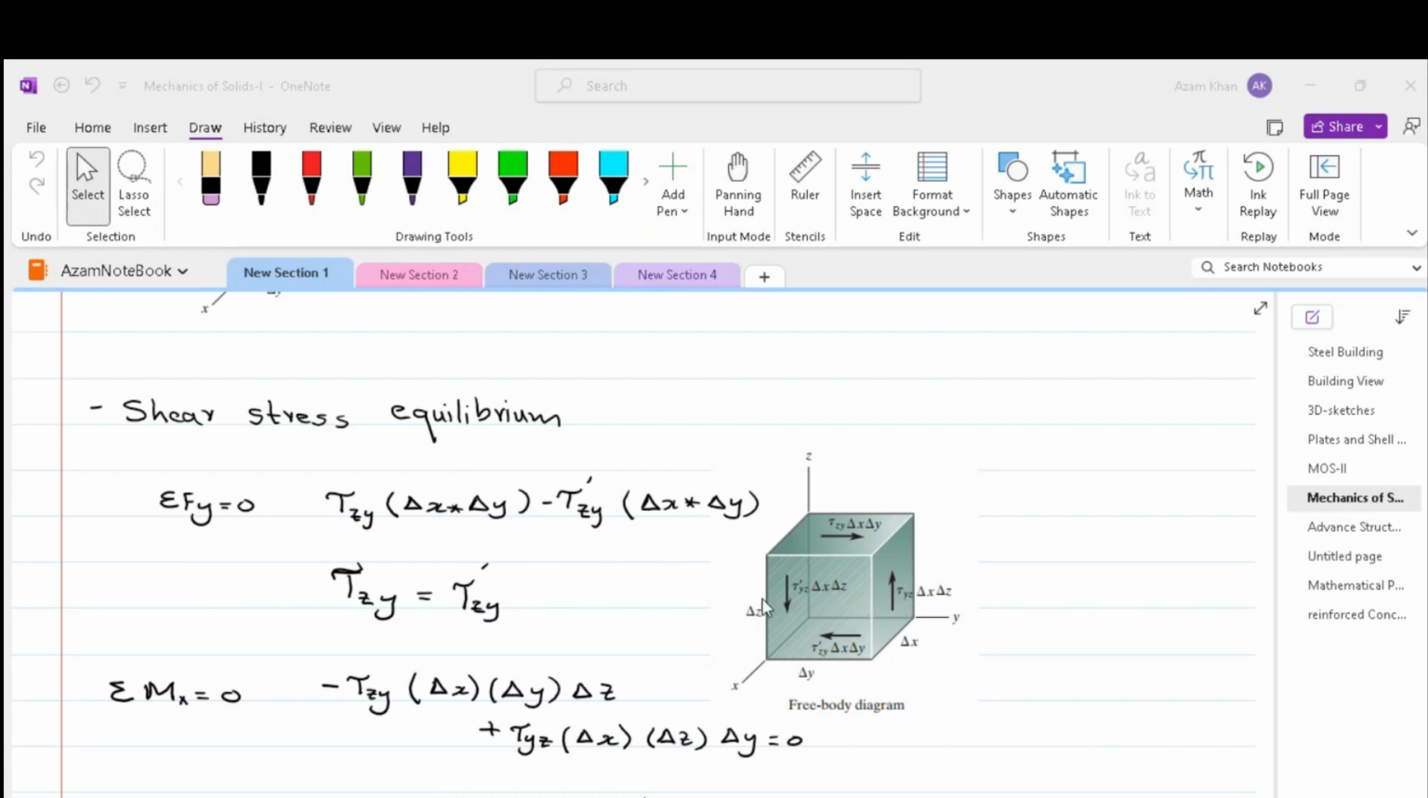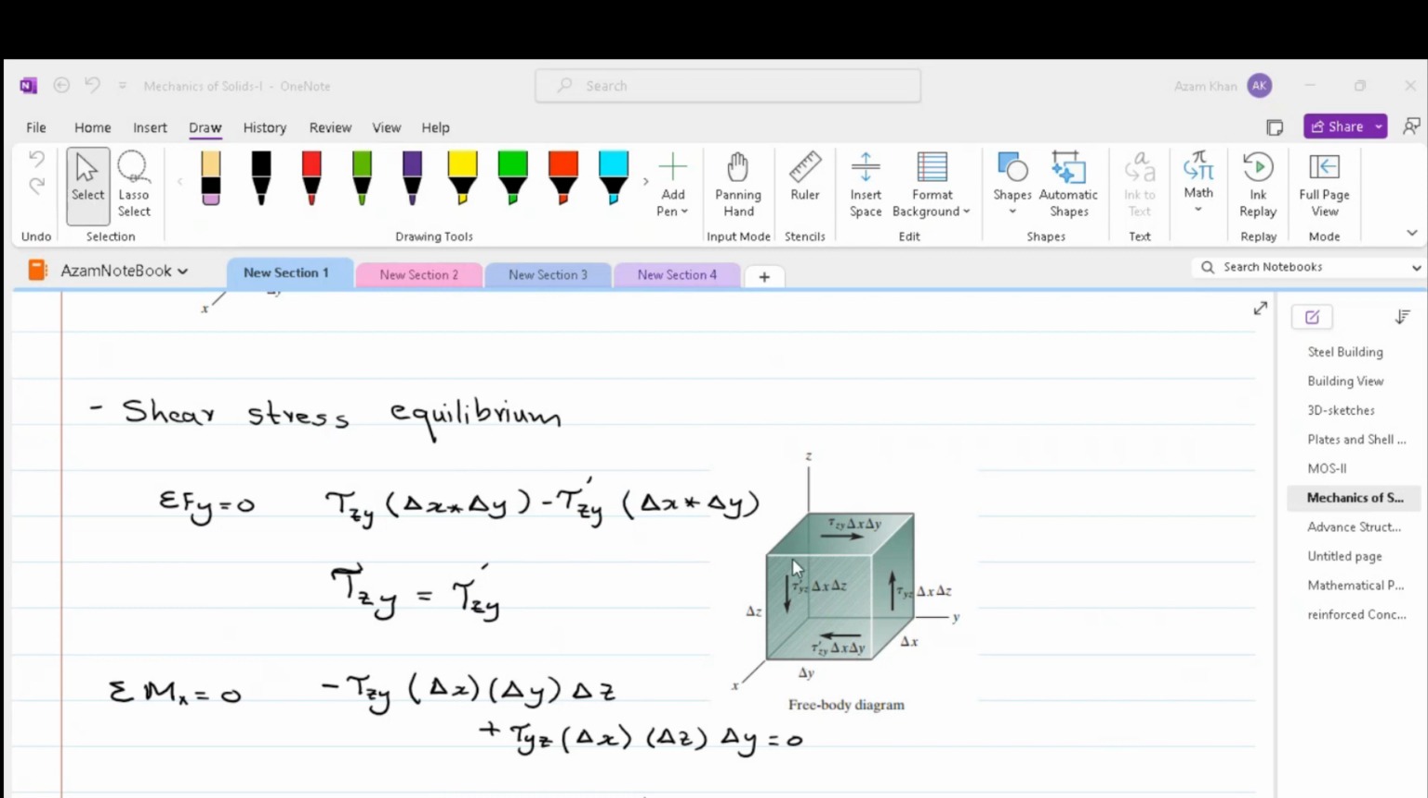Please note that a couple is normally produced by forces, not shear stresses. So these shear stresses have to be converted into forces and then multiplied by the lever arm. The shear stress tau zy times delta x delta y gives the force, and that has to be multiplied by the lever arm delta z.